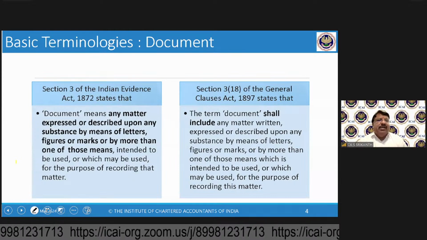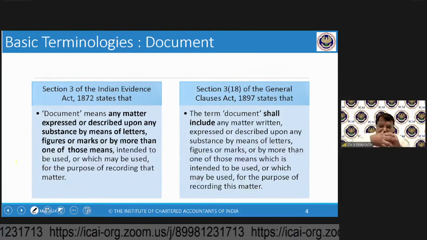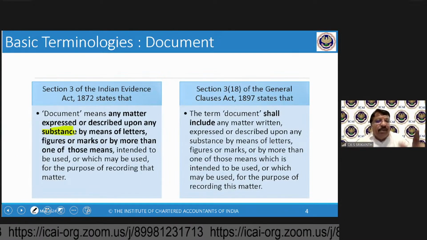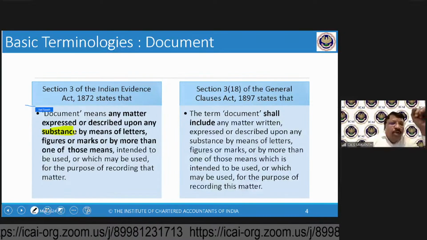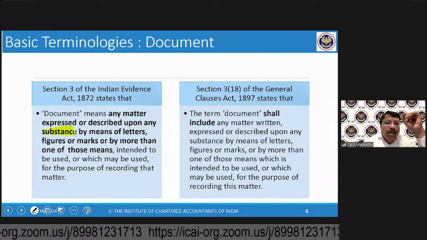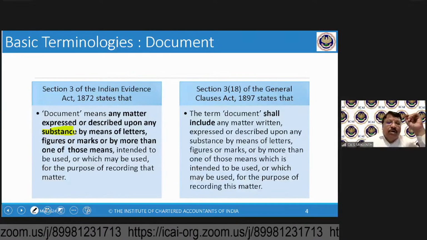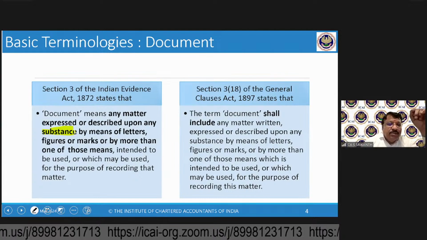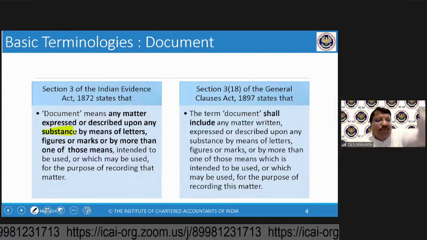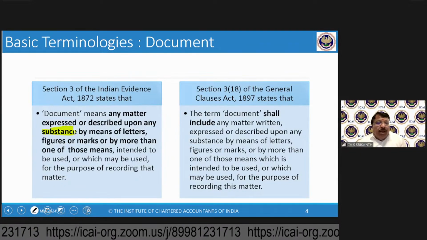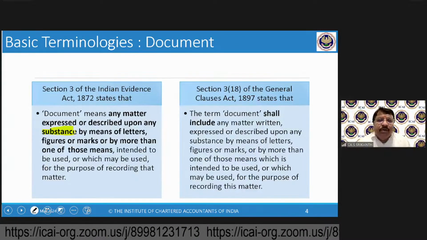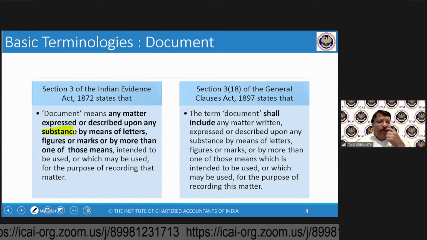Right. So the Indian Evidence Act 1872 states that document means any matter expressed or described upon any substance by means of letters, figures, or marks, or by more than one of those means, intended to be used, or which may be used, for the purpose of recording that matter. It's a beautiful definition, Indian Evidence Act.